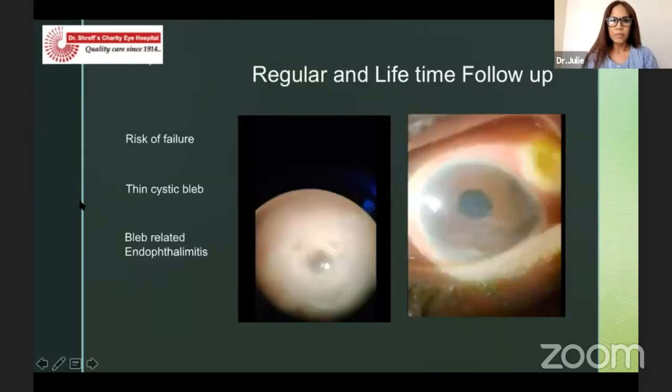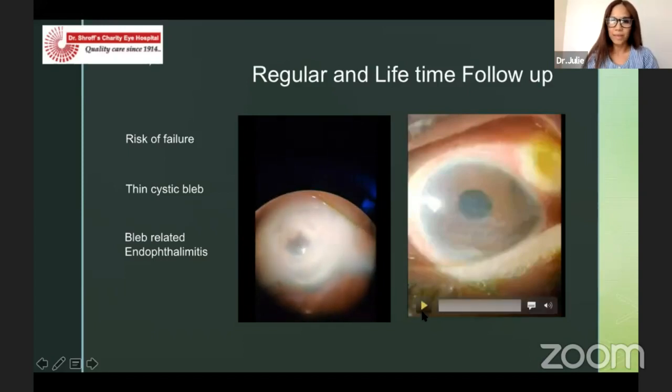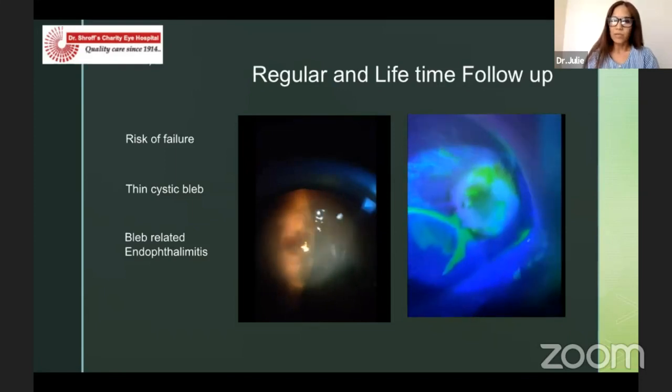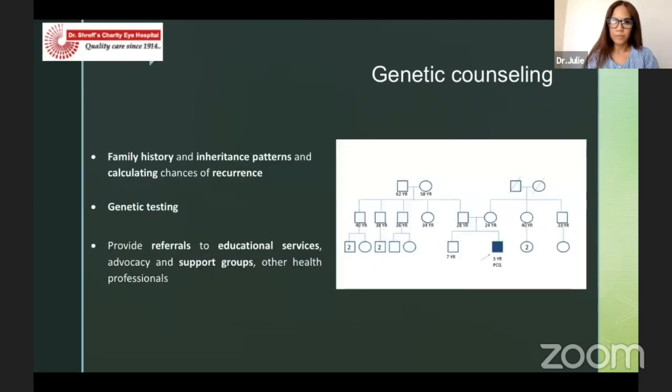And we must also remember to reinforce to the parents that a regular and lifetime follow-up is very important, that the child may require multiple surgeries, or the child may require medications, and also the complications of surgery like a thin cystic bleb, or development of endophthalmitis looms large always. So I think a good follow-up is very important.